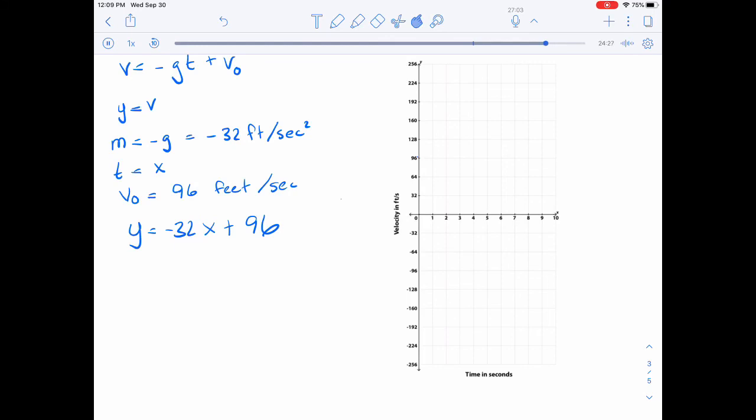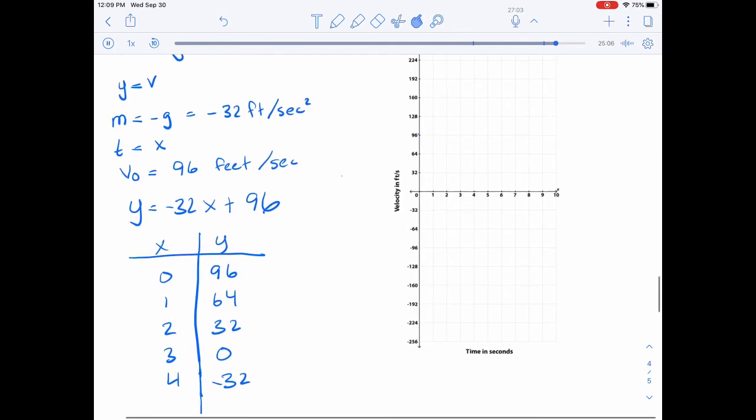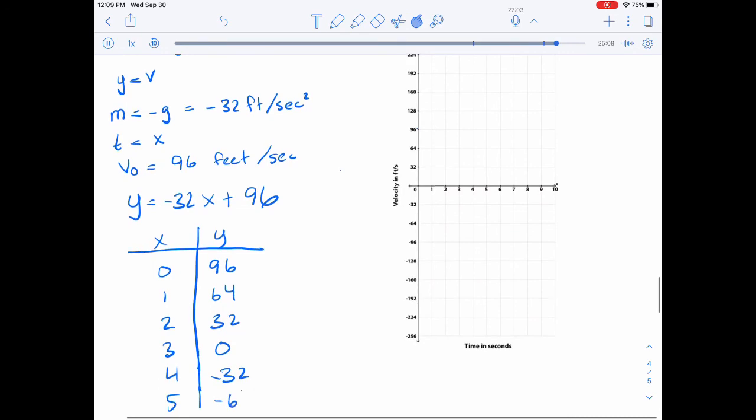Let's make a table of values. So at time 0, the ball is traveling at 96 feet per second. At 1 second, it's traveling 64. At 2 seconds, it's traveling 32 feet per second. At 3 seconds, it is traveling at 0, a velocity of 0 feet per second. At 4 seconds, it's a negative 32 feet per second. At 5 seconds, it's a negative 64.